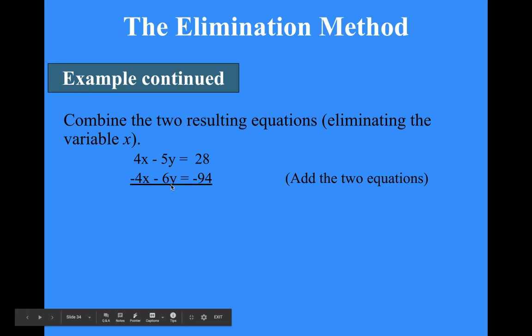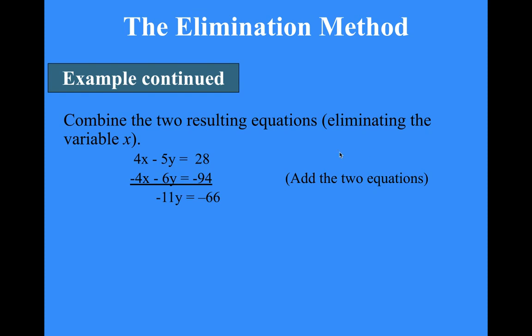Negative 5y plus negative 6y gives me negative 11y. And 28 plus negative 94 gives me negative 66. Okay, so now, notice, the x's are gone. This makes my life super, super simple. I have negative 11y equals negative 66. Everybody should be able to solve this. To do this, we're going to divide both sides by negative 11, and we get y equals 6.